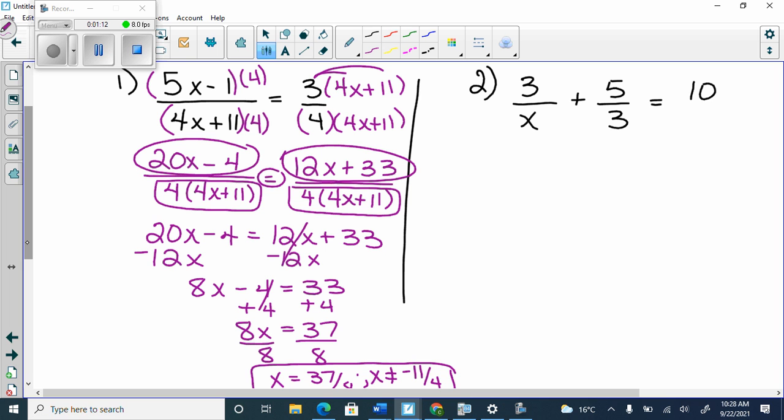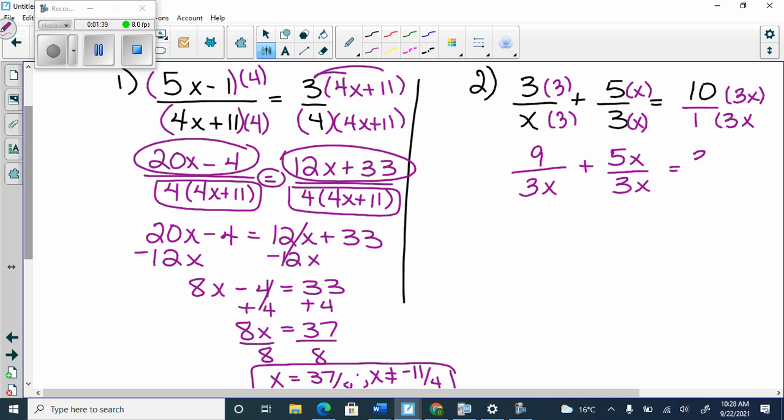Number 2, I have a denominator of x, a denominator of 3, a denominator of 1. They're all monomials, so monomials you can make be the same, right? So this one I'm going to multiply by 3. This one I'm going to multiply by x. This one I'm going to multiply by 3x. So I get 9 over 3x plus 5x over 3x equals 30x over 3x. And then I get 9 plus 5x over 3x equals 30x over 3x.